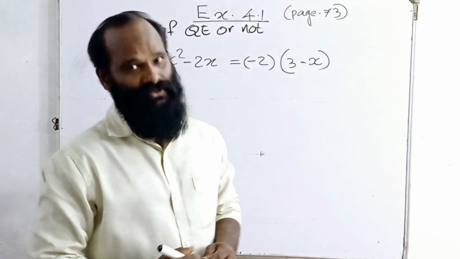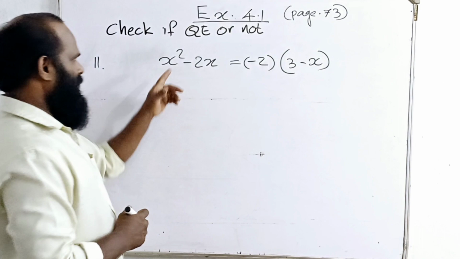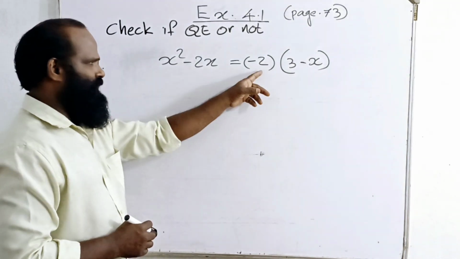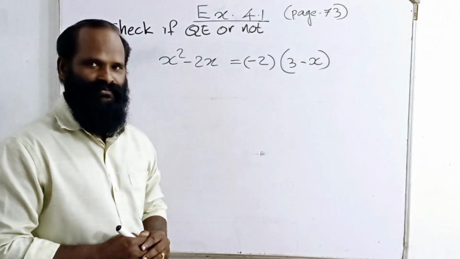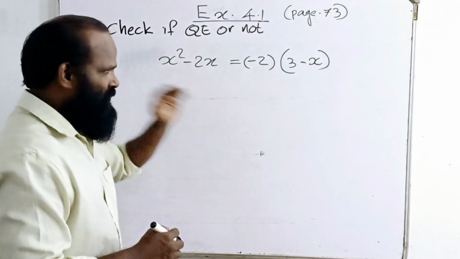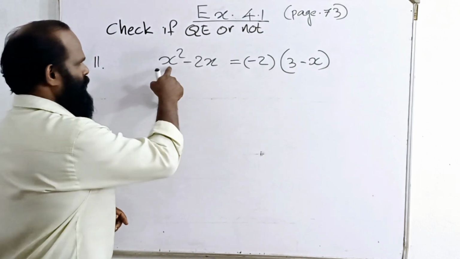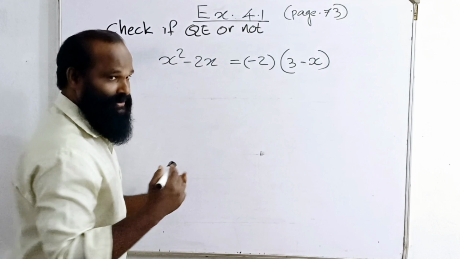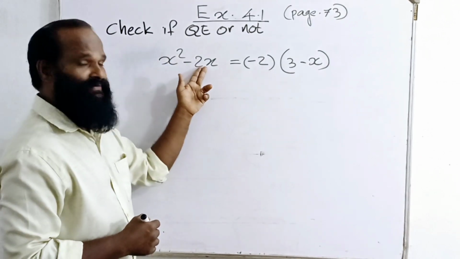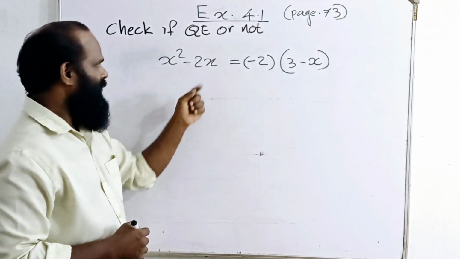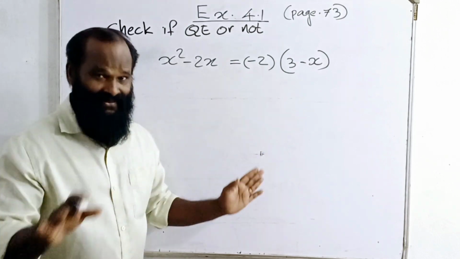Now let us see the second question. Second question is here. X square minus 2x is equal to negative 2 into 3 minus x. Is this a quadratic equation? We know how to do it. Solve it and see the final result. Let us start. X square minus 2x, we have nothing to do here on the left hand side because this is the term with the x square and this is a term with x. There are two different terms, we can't do anything with them.